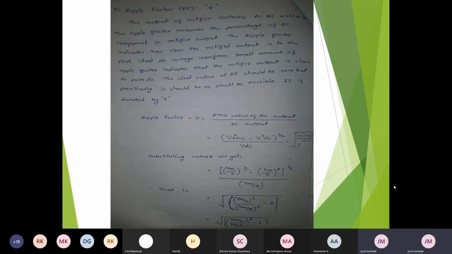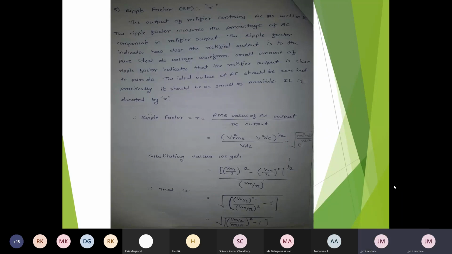हाफ वेव रेक्टिफायर में AC थोड़ा ज्यादा होगा, फुल वेव रेक्टिफायर में थोड़ा कम होगा. But in any rectifier circuit, the output of that circuit contains AC and DC components both. The ripple factor actually measures the percentage of AC component present at the output of rectifier. The ripple factor indicates how close the rectified output is to the pure DC voltage.